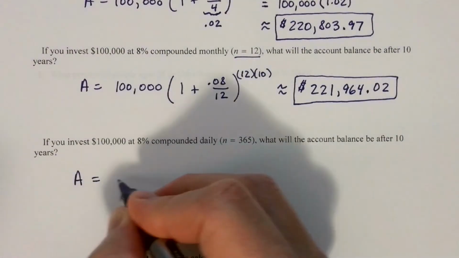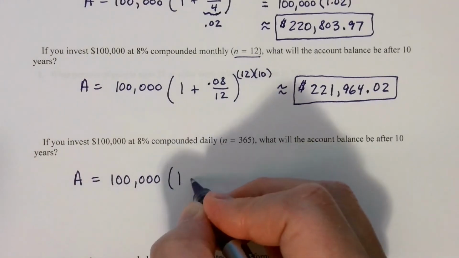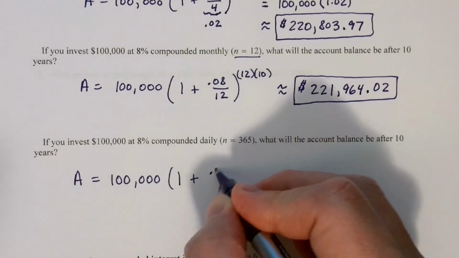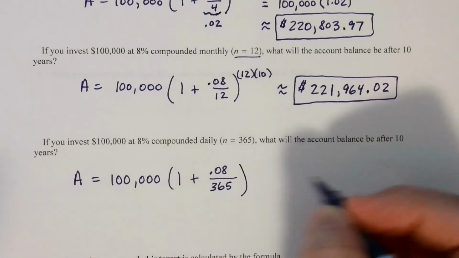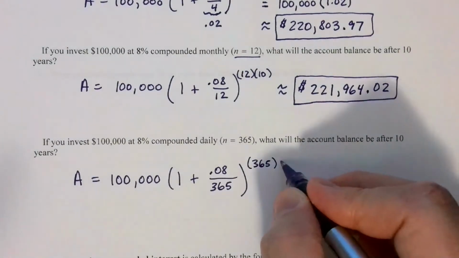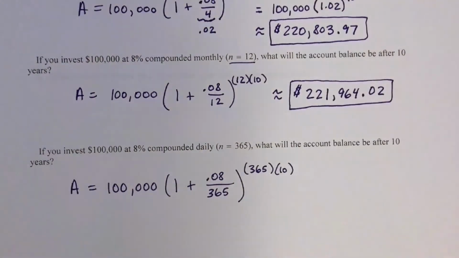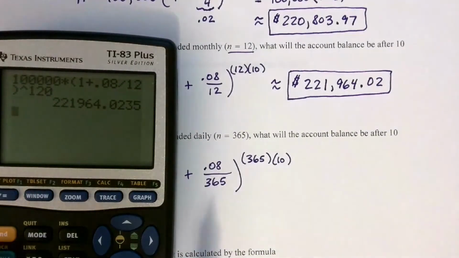So here we've got the same amount invested, same interest rate, 0.08. Now n is what? 365, to the n times t. 365 times t is 10. All right, let's see what kind of money we get now. We're doing a bunch of compoundings every day.